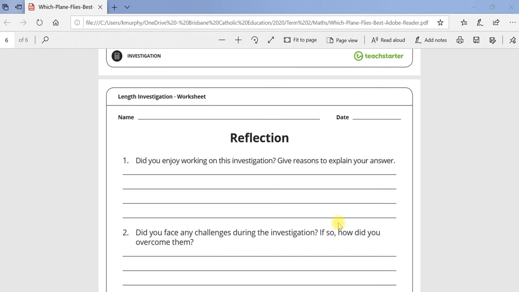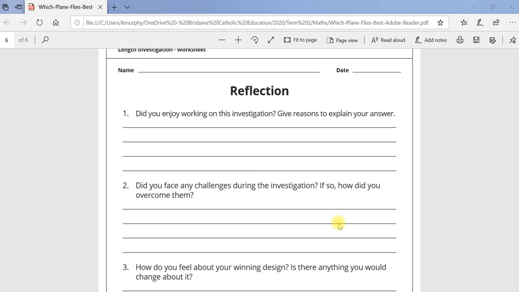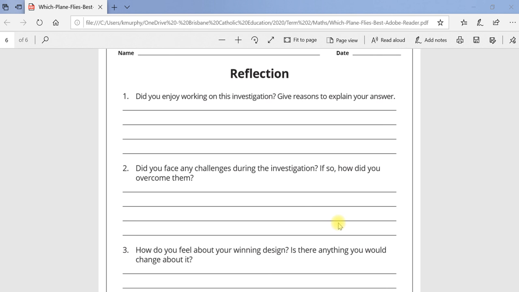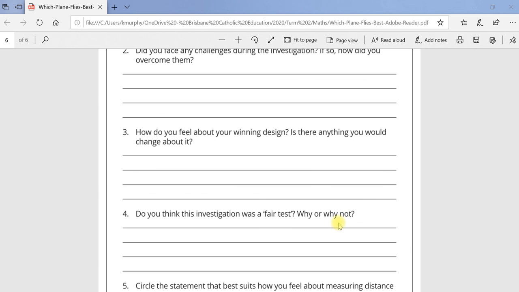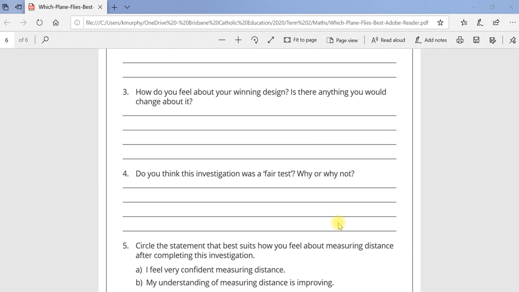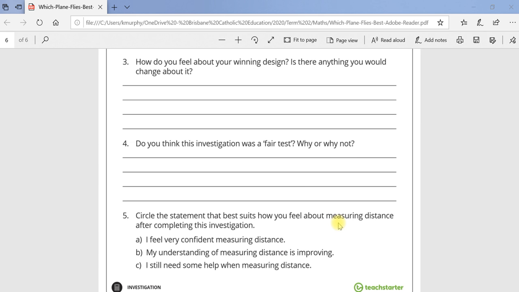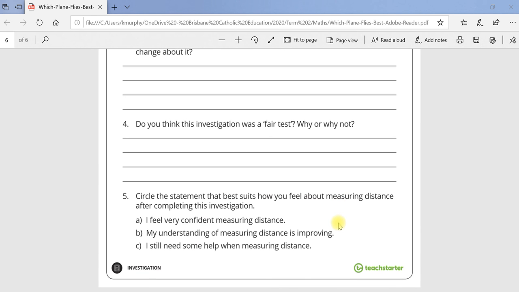All right. Now, reflection is really important after investigations. So please answer all these questions as well. It doesn't have to be all on the same day. You can think about it the next day. Did you enjoy working on the investigation? Did you face any challenges? How did you feel about your winning design? Would you change anything? And do you think the investigation was a fair test? Tell us why or why not.